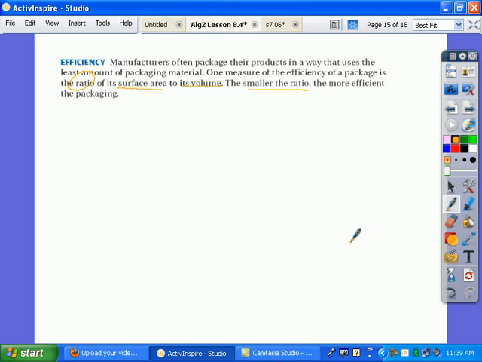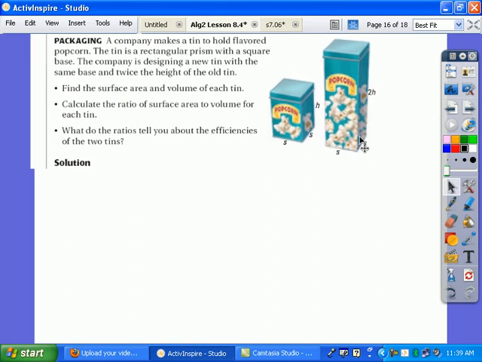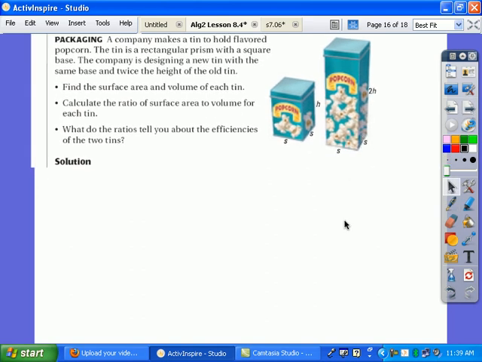We have a company that makes flavored popcorn. It puts it in a tin. The tin is a rectangular prism, and the company is designing a new tin that's going to have twice the height of the old tin. All right, so they first want us to find the surface area and the volume. So let's find the volume of the small guy.